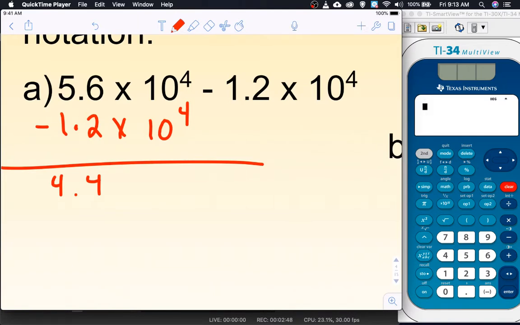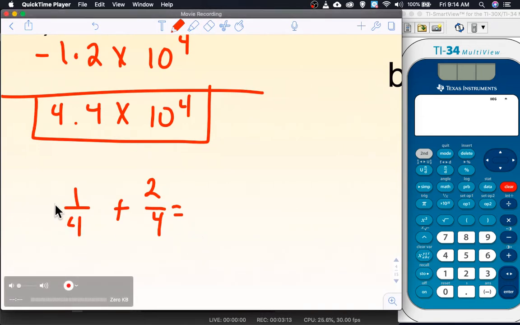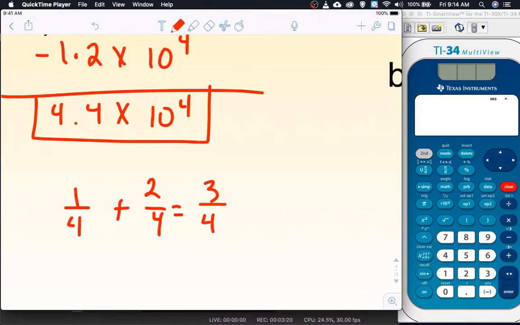Now our power of 10, we do not subtract that. There's a very common theme you'll see in a lot of different types of math problems. Anytime we have to have the same number to do two things. So like when you're adding fractions, you need like 1/4 plus 2/4. When you add these fractions together, once they have the same denominator, you add the numbers across the top, but you keep the denominator the same. They had to have the same denominator, the denominator stayed the same.